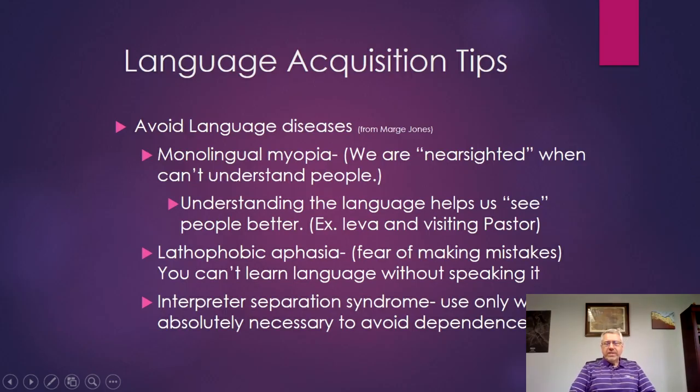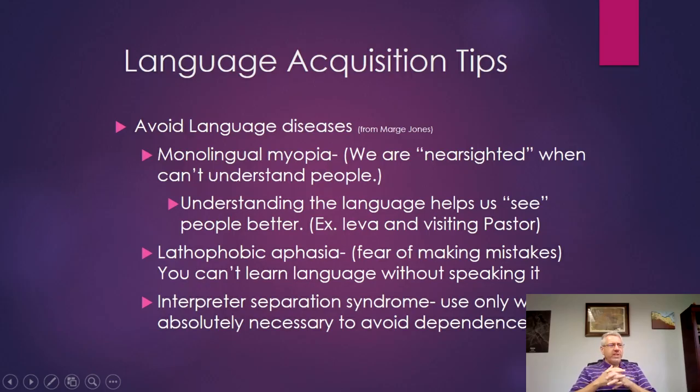This is another little side note, but I think it fits very well with language acquisition. One of the other textbooks, an optional textbook for the course by Marge Jones, talks about the language diseases. And by the way, you don't have to remember these. I'm not going to ask you on a test to define monolingual myopia, so don't worry about trying to learn these words. They're just cool little descriptions of what these things are.